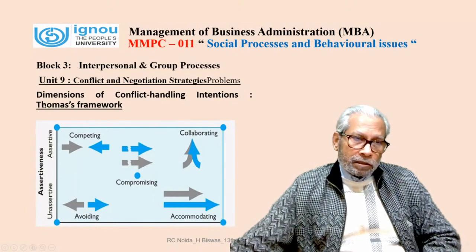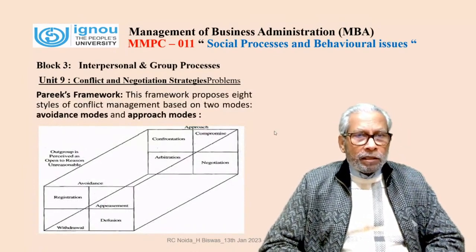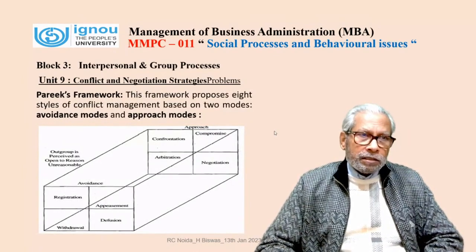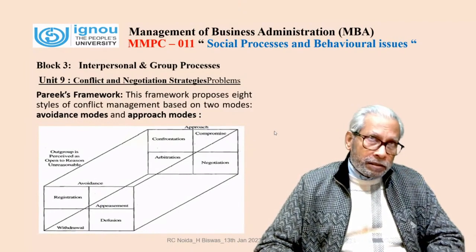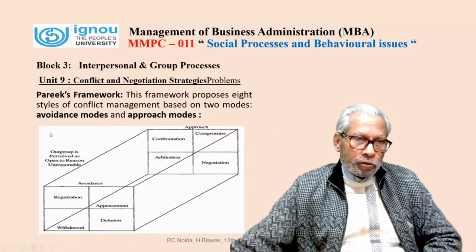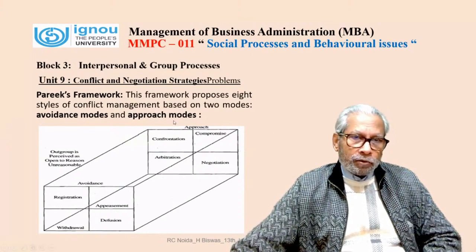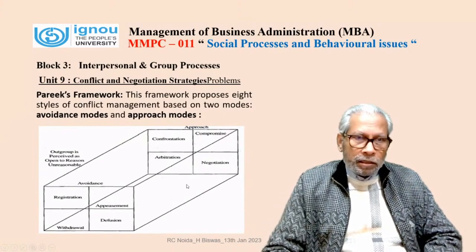So this is the way the framework is. Now another, conflict and the negotiation stages, strategies. That is the Parex framework. This framework processes eight styles of conflict management based on two modes, avoidance mode and approach mode. So in this case, you see there is the avoidance mode, and this other side is the approach. So in other way I can say this is the positive part, and this is the negative part. So this is one of the modes as given, diagram wise.